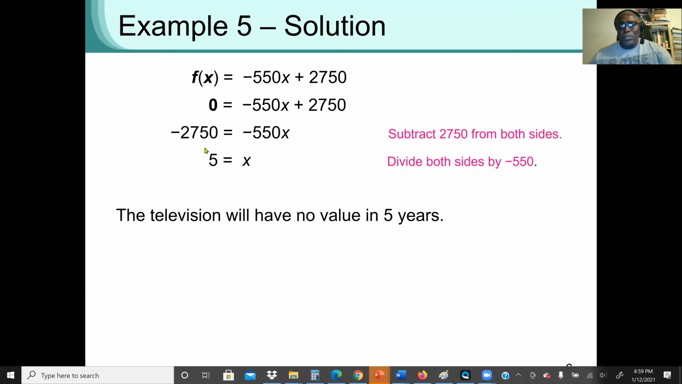So in this case, 2750 divided by 550 will give us 5. The negatives will cancel each other. So this will be 5x = 5. So the television will have no value in 5 years.